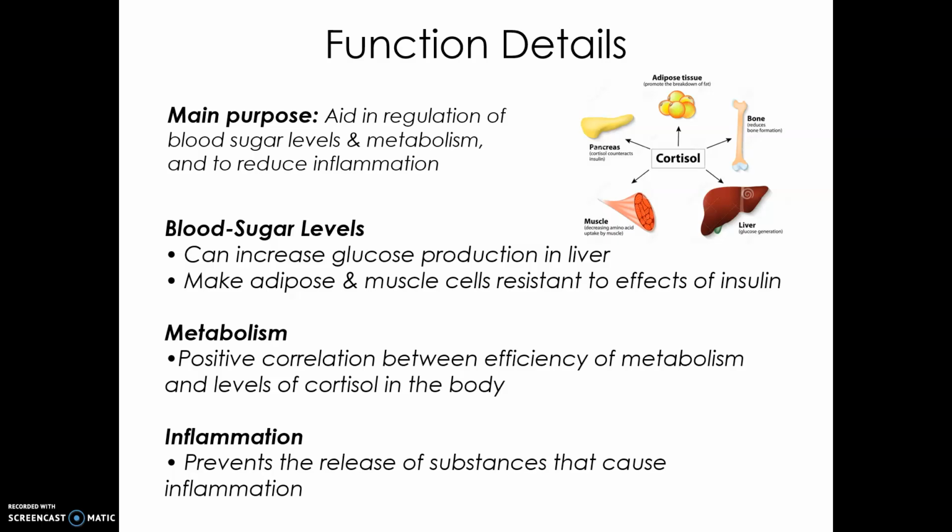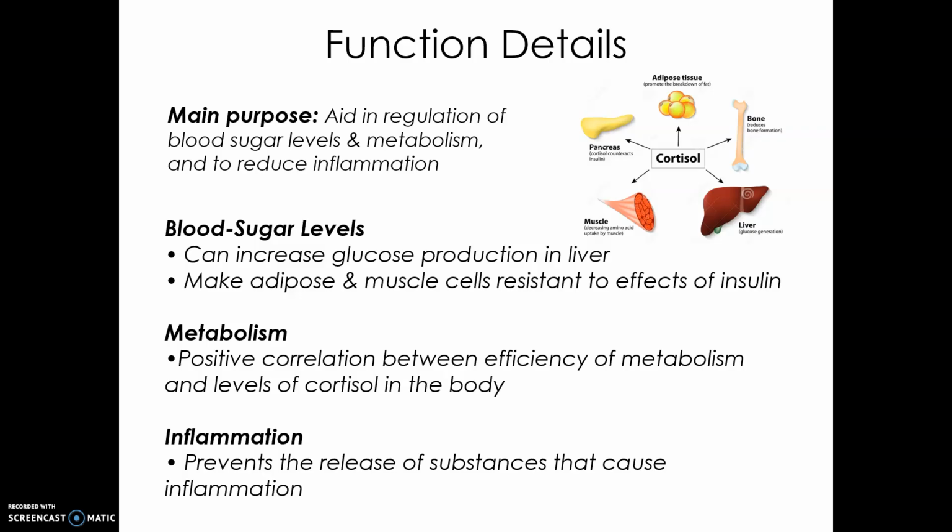So why do we need cortisol and what does it do in our body? Its main purpose is to reduce blood sugar levels, regulate metabolism, and help to reduce inflammation. Many tissues are sensitive to the hormone cortisol, including liver, adipose tissue, and muscle tissue. Cortisol can pass through the cell membrane because of its fat-soluble properties. Once into the cell and in the cytoplasm, cortisol binds to specific receptors.